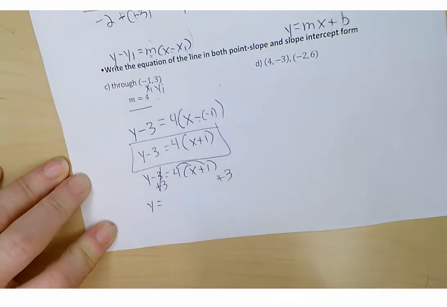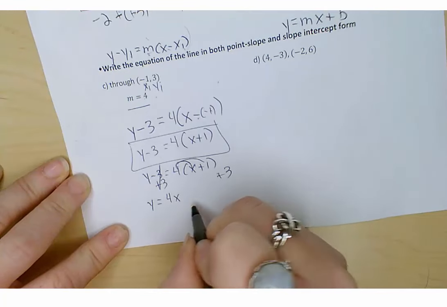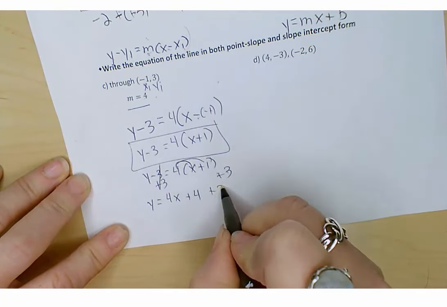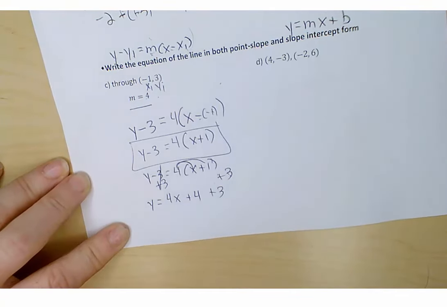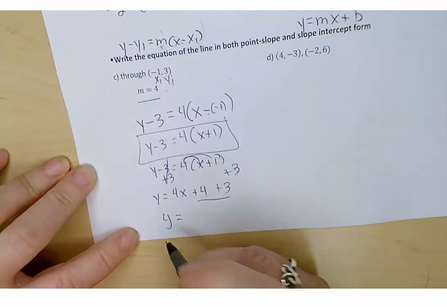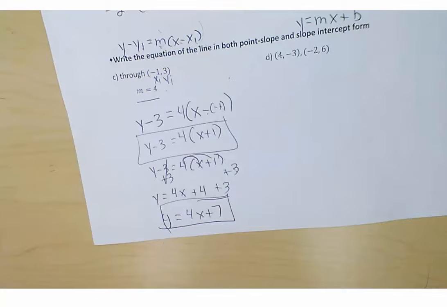That will then look like y is equal to, well, when we distribute, 4 times x is 4x, plus 4 times 1 is a 4. Drop down this plus 3 that we moved over to the other side. Combine your like terms, and in slope-intercept form, y is equal to 4x plus 7.